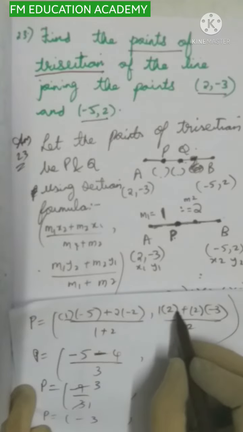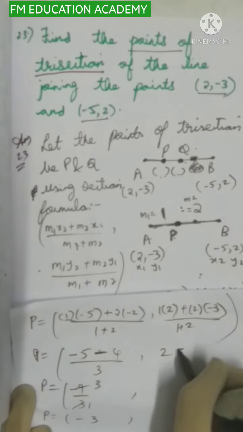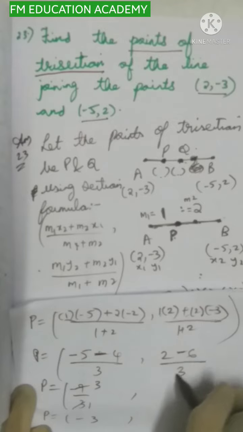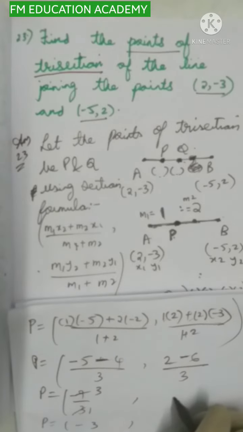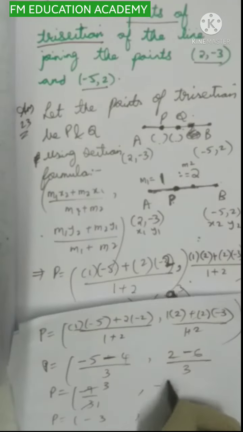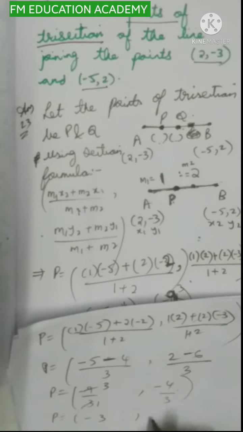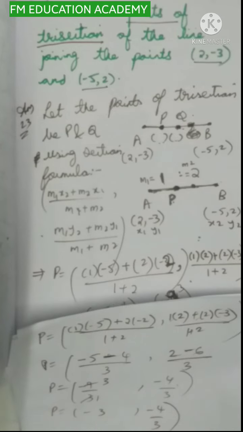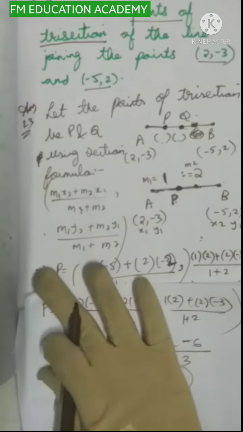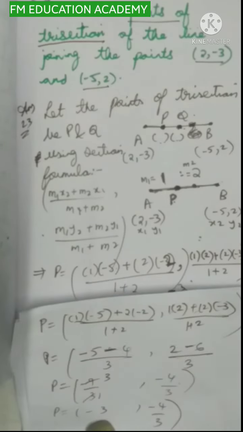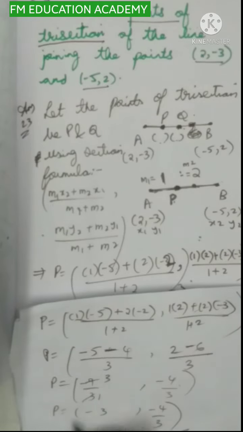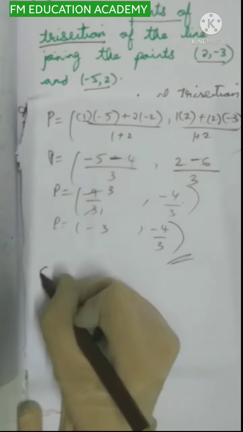So let us solve this. 1 2s are 2, plus into minus, minus 3 2s are 6, by 2 plus 1, 3. 2 minus 6 is minus 4 by 3 as it is. So we get the coordinates of the point P: minus 3 comma minus 4 by 3. Now similarly find the coordinates of Q.